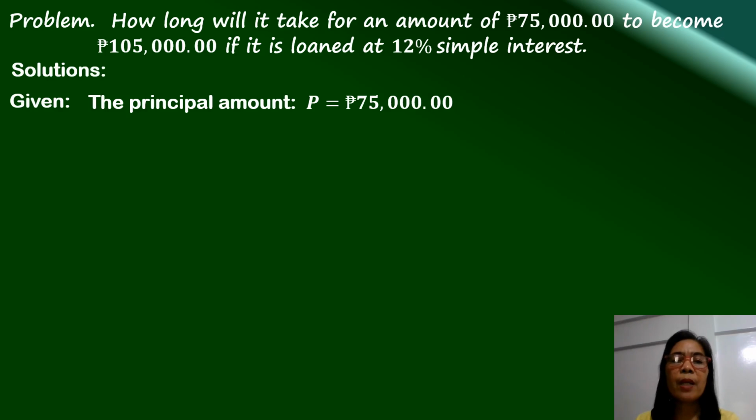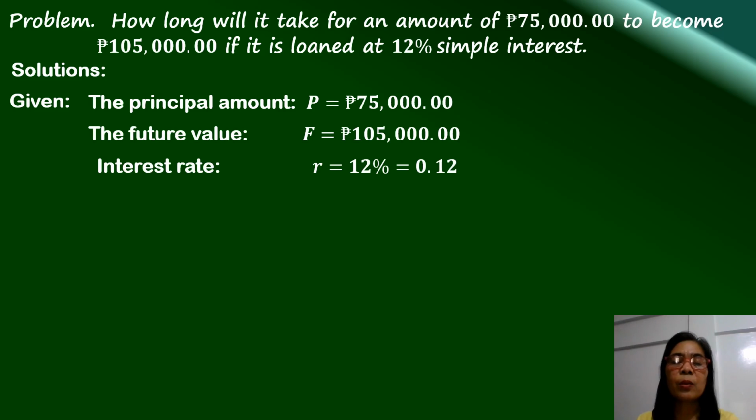So the present value of money or the principal amount is 75,000 pesos. The future value of that amount is 105,000 pesos. And it is subjected to an interest rate of 12% or in decimal 0.12. We are required to find the time it takes the present value of 75,000 to become 105,000 pesos if it is subjected at 12% simple interest.